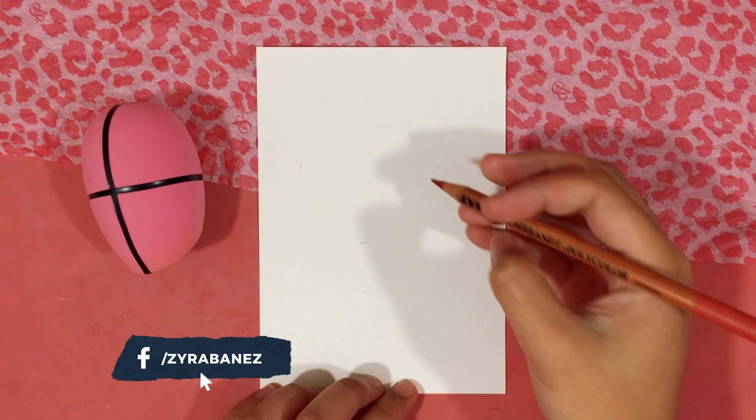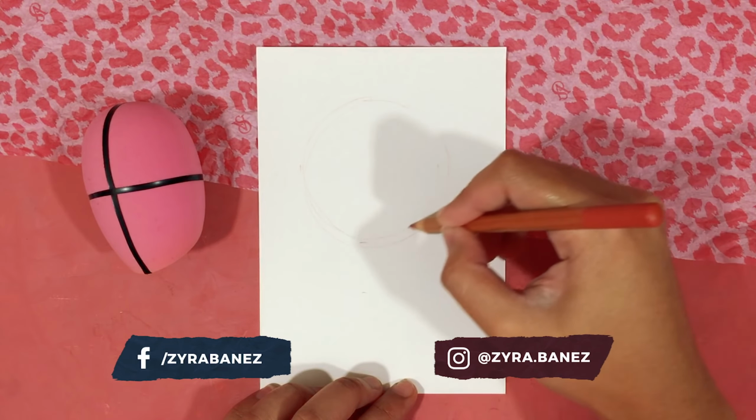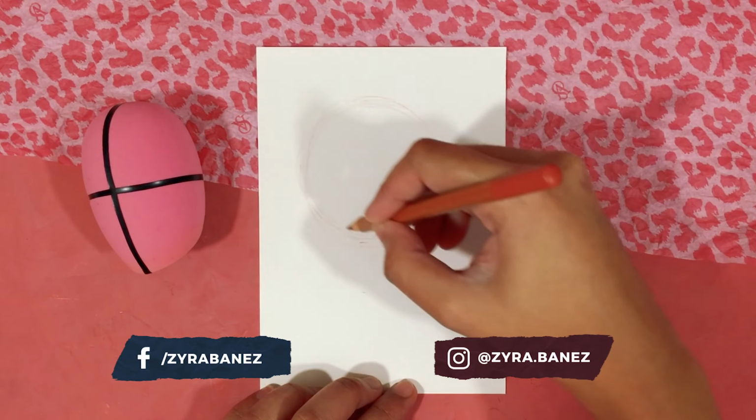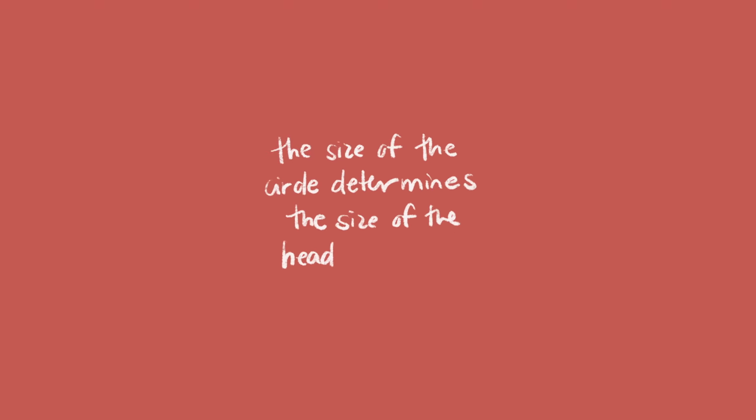Now, let's actually start using this rule to draw the face. Starting with the head shape, I like to break it down in two basic shapes, which is the circle and the upside down triangle. And the size of the circle that you draw defines how big or small the head will be.